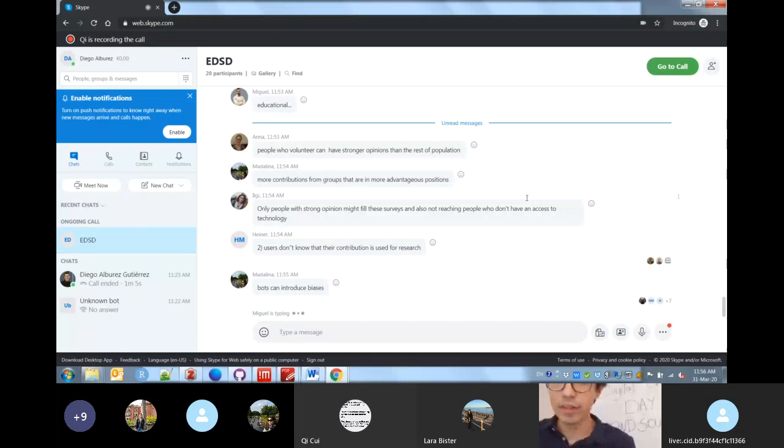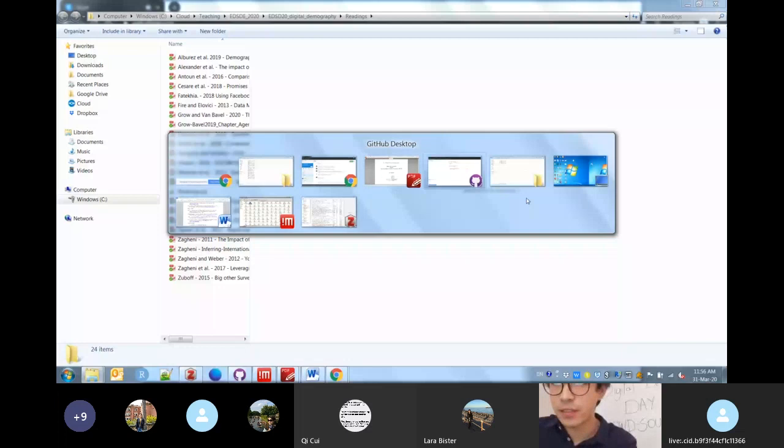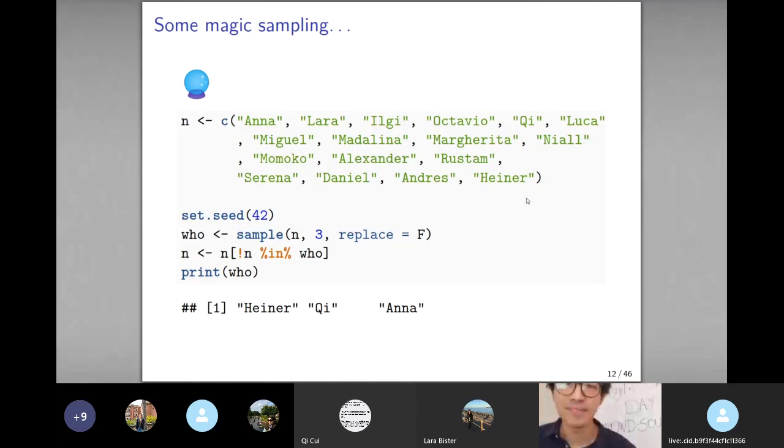Okay, so in the meantime, I'm going to go back to the presentation. Okay, so now we've found a way to randomly pick people and make sure that they're only going to be called once. So now we have selected three people from the group who, very briefly, are going to explain the reason behind their choice of potential challenge of the crowdsourced data. So maybe we start with Heiner.